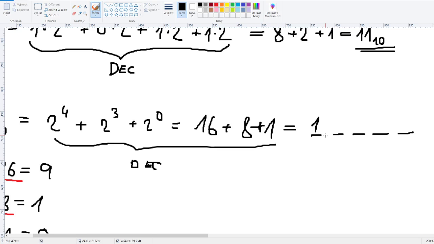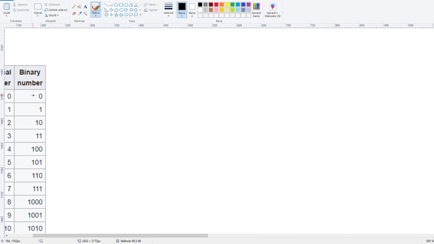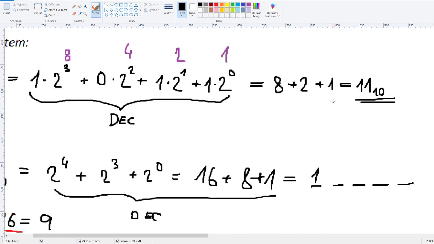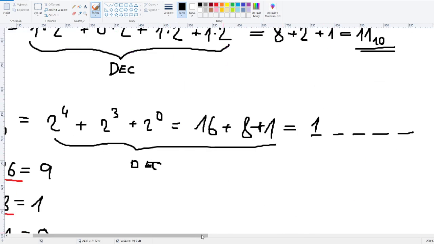So the number is always 4 digit. In that case, it would be 4 zeros. This would be 0001, 0001, and so on. Always like that, and that would be all 4 digits. But we can ignore that in this case.